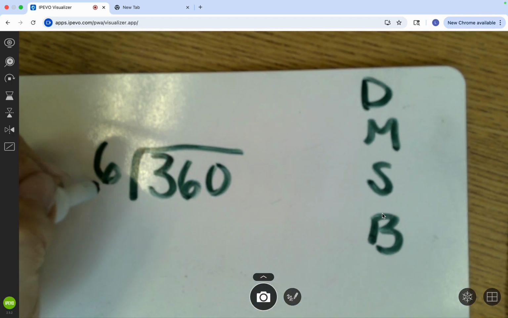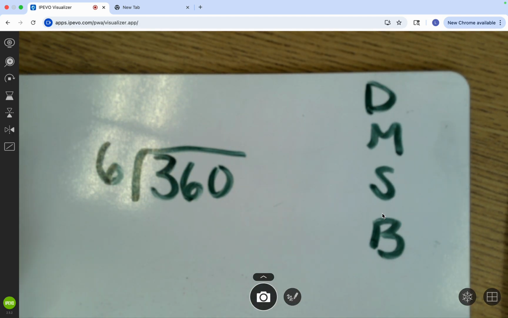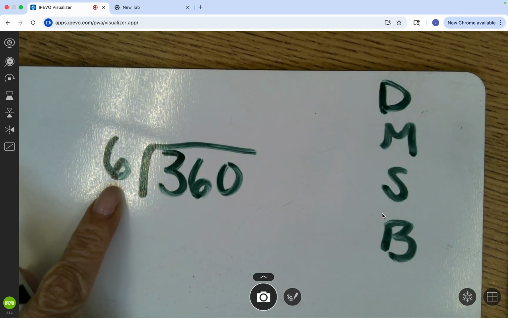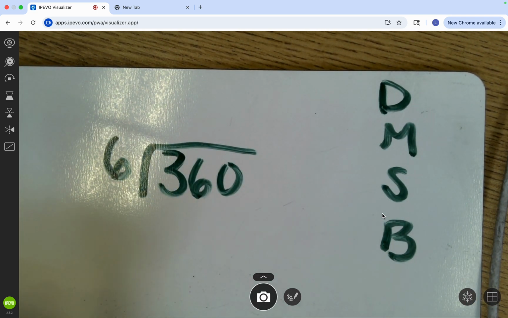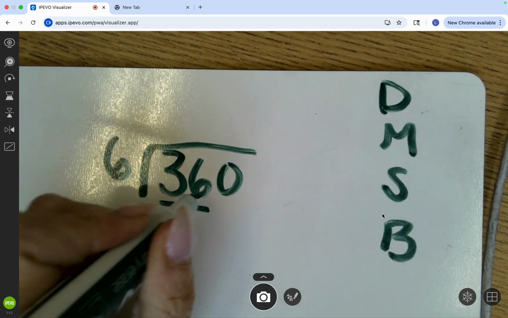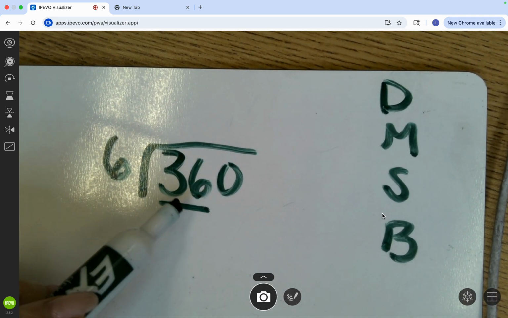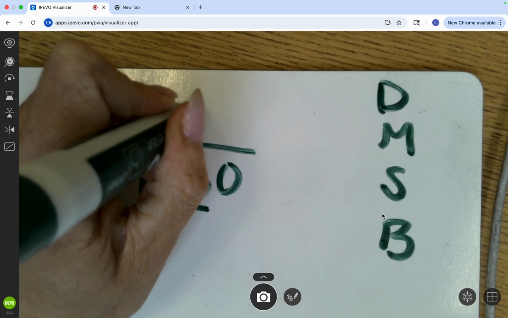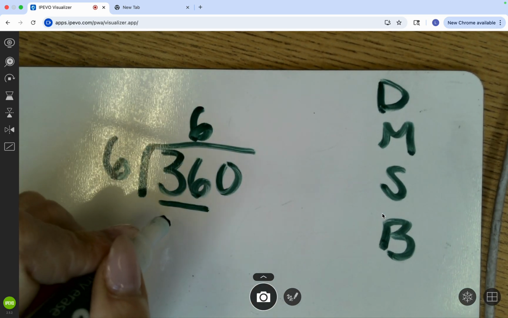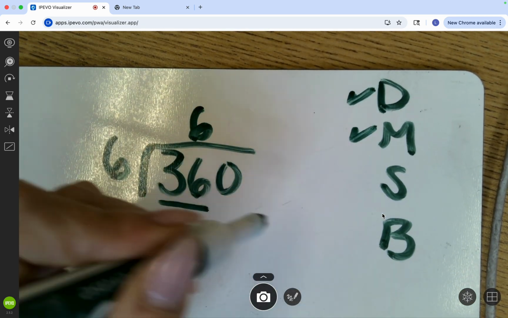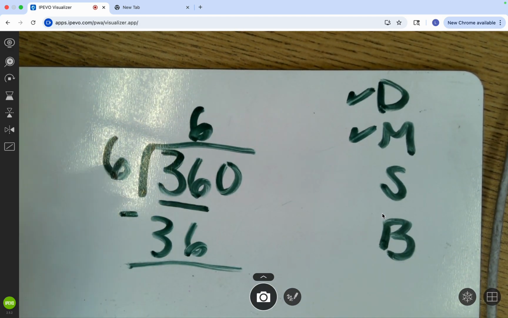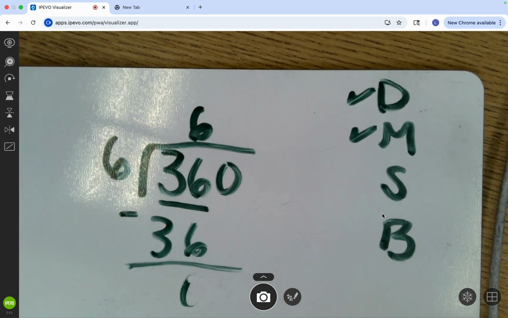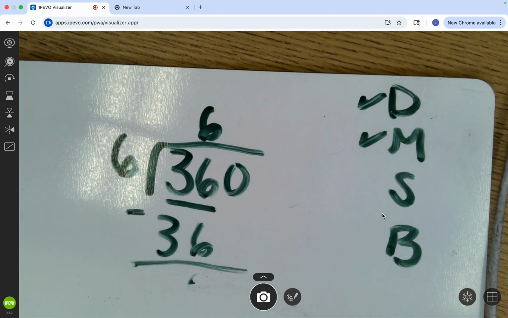First step, divide. Does the 6 go into 3? If I wear a size 6 shoe, can I squeeze my foot into a 3? Will be too small. So I move over to the 36. Does 6 go into 36? It does. Let's see how many times. 6, 12, 18, 24, 30, 36. Even 6 times. 6 times 6 is 36. I multiply. Now I have to subtract. And I get 0.